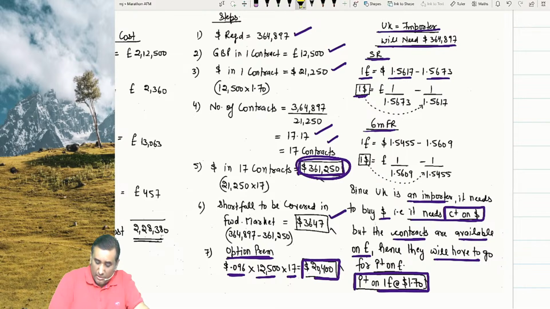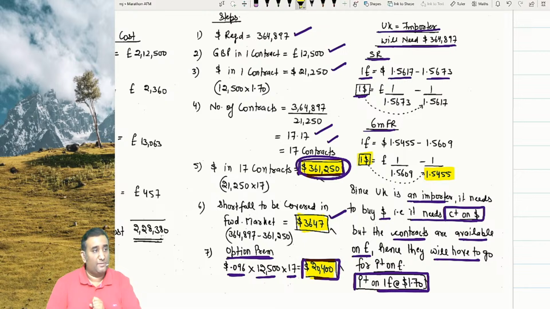Now what I need is how much pound for this. I'm highlighting in yellow. How much pound required for this? For 361,250 there is no challenge because you took 17 boxes of 12,500. That will come out exactly the same. The 3647 you are buying in the forward market, so what rate will you apply? $1, 6 months forward, 1.5455.